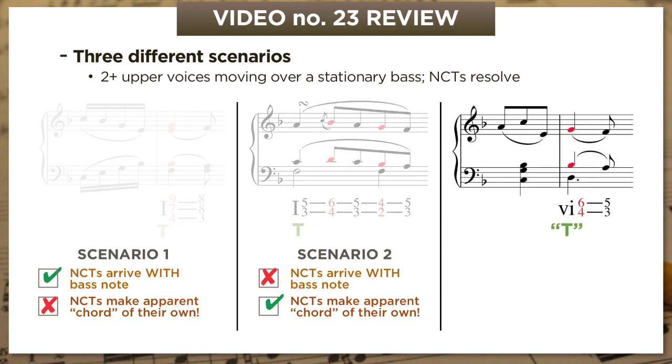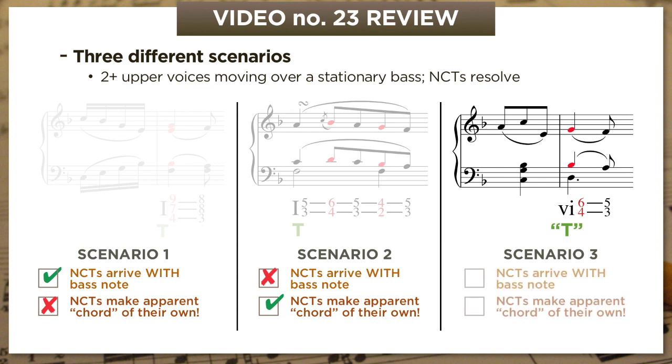Now, in the third scenario, we're going to check both boxes. The non-chord tones arrive with the bass note, in this case D natural, but they also combine to create something that looks, on paper at least, like a real chord. They're a 6th and a 4th above the bass note. As the red figures show, they make a 6/4 chord.